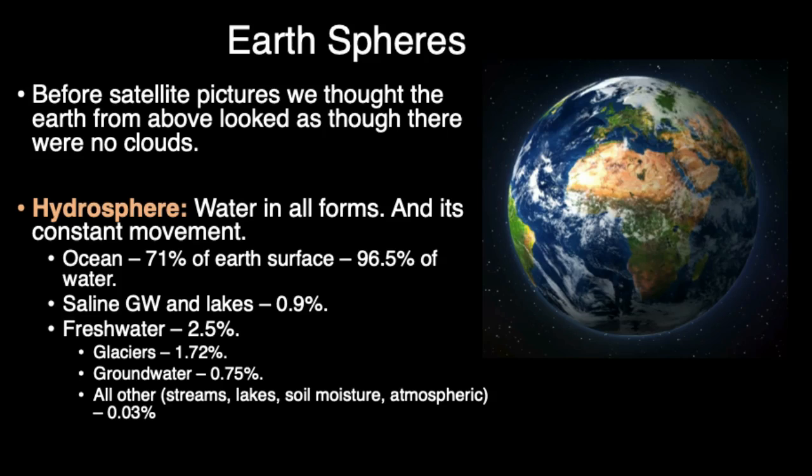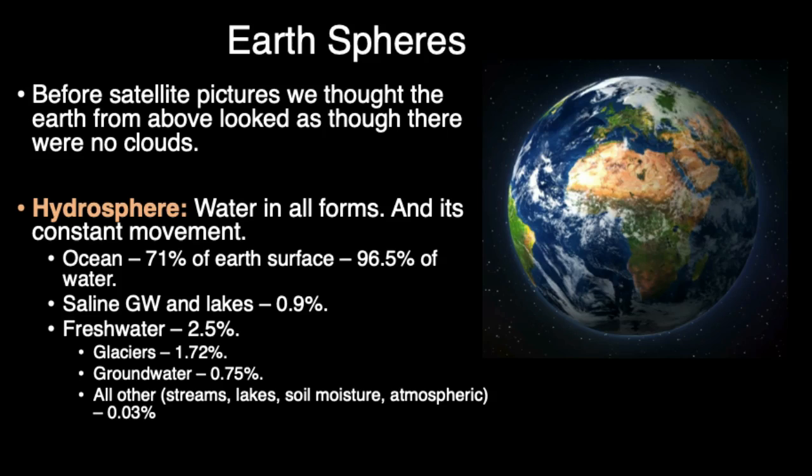Okay, so we're going to cover each sphere separately now, but it is important again to remember that these spheres are constantly interacting. The hydrosphere is the first one we're going to cover, and it represents all the water contained in our planet in all its forms. Those forms being gaseous, liquid, or solid, or any forms in between those three. The largest water body that we have is the ocean, as you know, and it covers about 71% of the surface of the Earth.